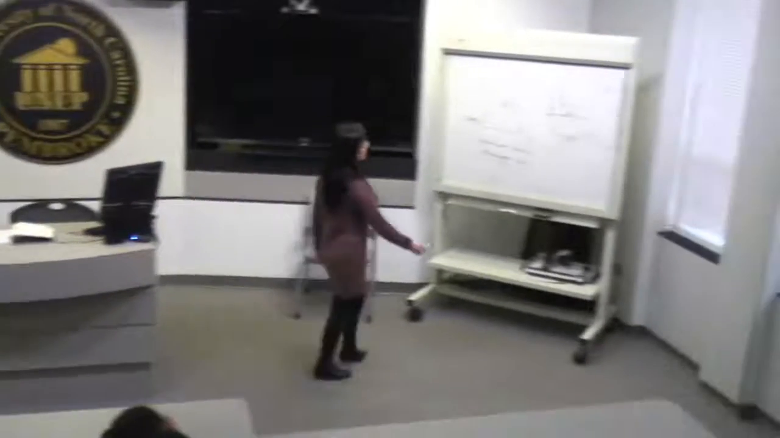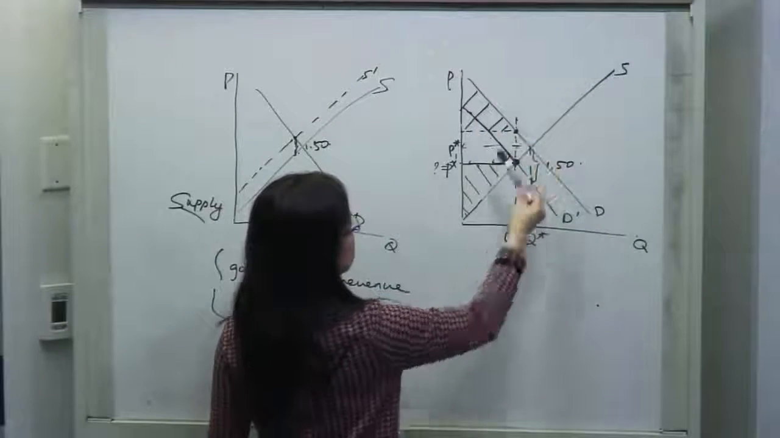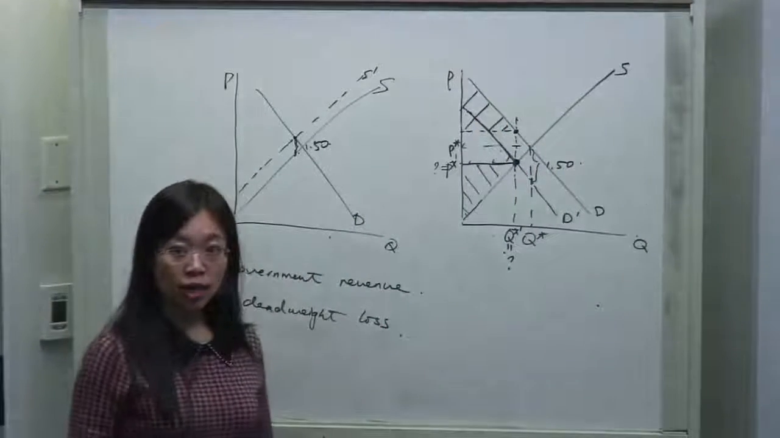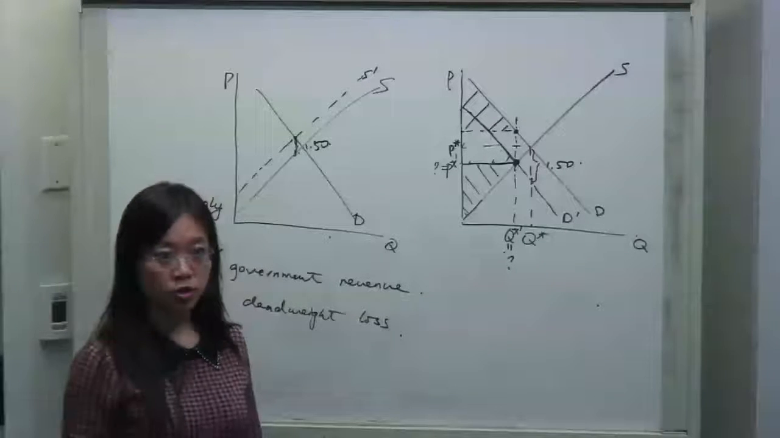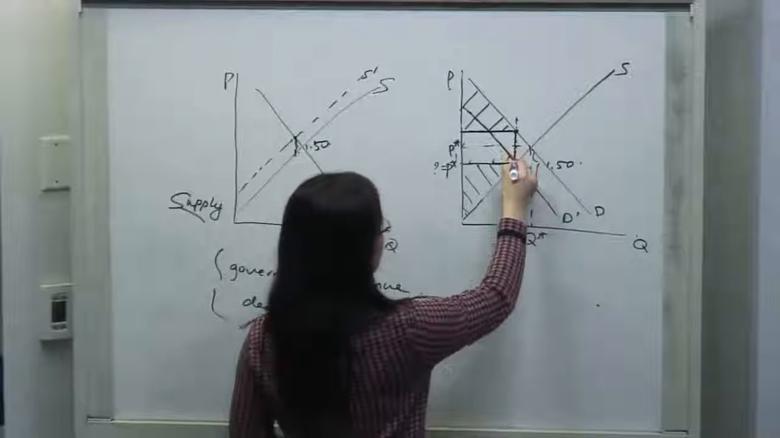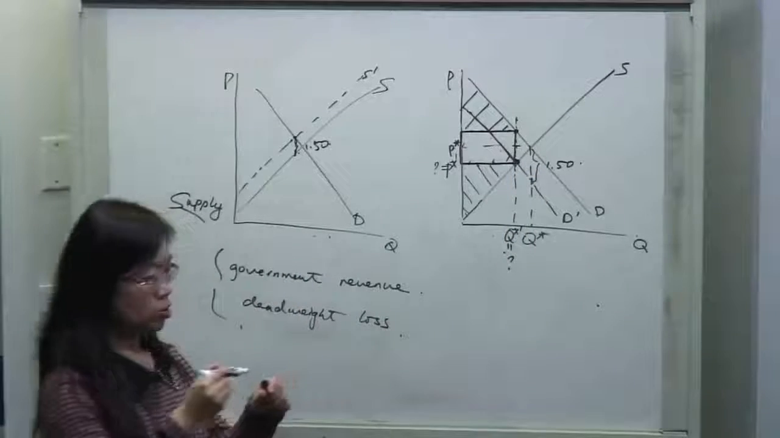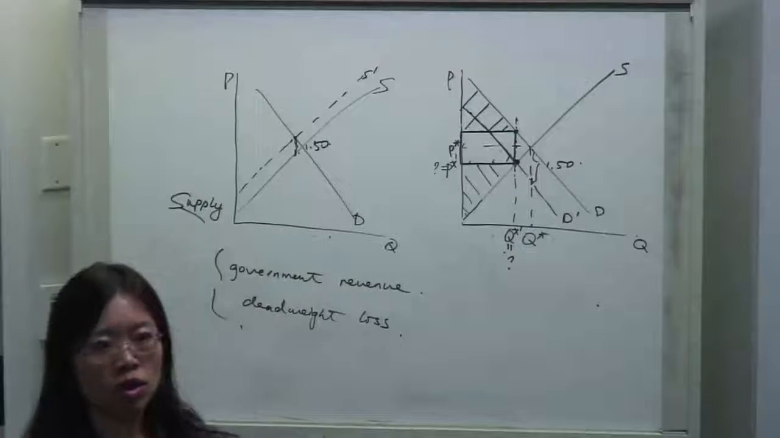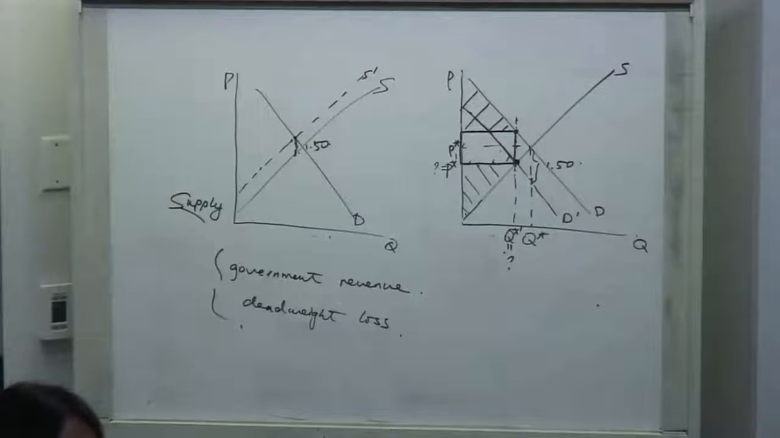So what we did is we moved this triangle up here. And then we have an area in between, right? Which area is in between? It is a rectangle. How do we compute the area of this rectangle?